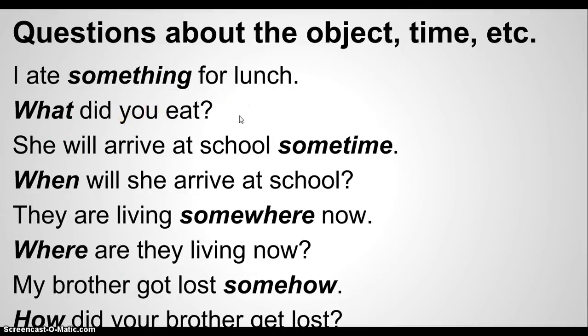Okay, or the next sentence, she will arrive at school sometime. The question would be, when? When will she arrive at school? Okay, or another one, they are living somewhere now. Question, where are they living? And again, notice that with the progressive, nothing changes, the order remains the same. My brother got lost somehow. Okay, and the question would be, how did your brother get lost?